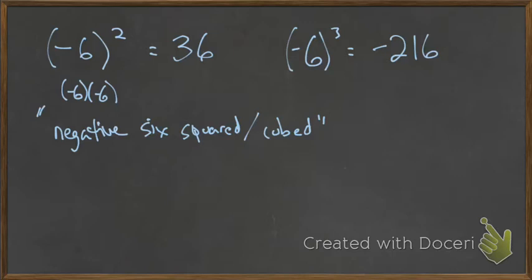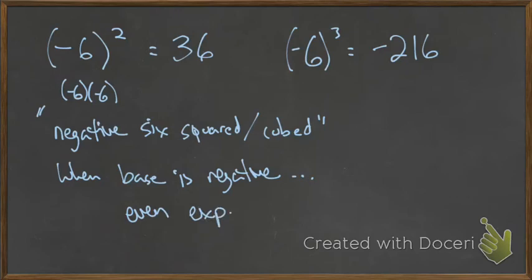Someone in class here, is there a way we can sum that up? Like, when I have a negative base, how do I determine if my answer is positive or negative? James. If the exponent is even, it's positive. If it's odd, it's negative. Yeah. So if it's even, it is positive. And if it is an odd exponent, it is negative.